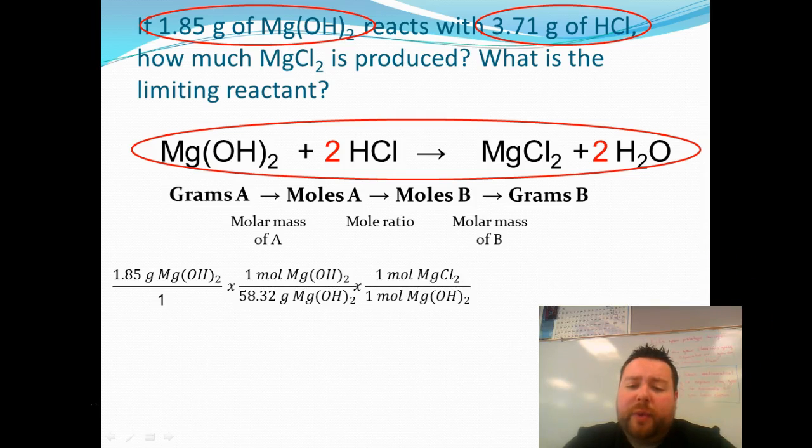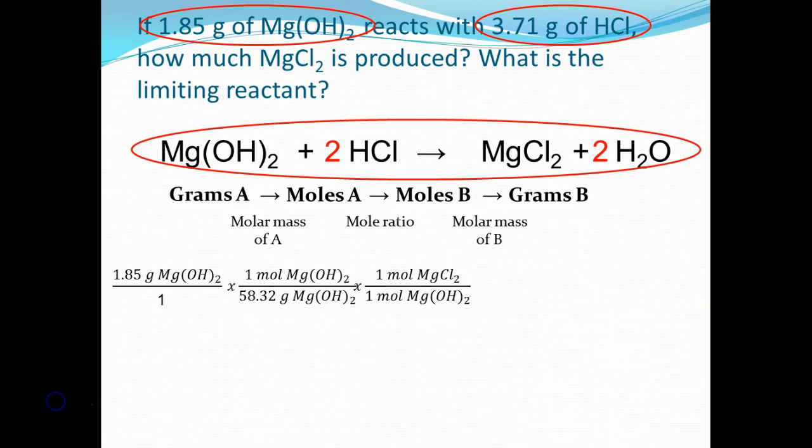Okay, so now that we're in moles, we can now move into grams. And we can go about that the same way that we went from grams of A into moles of A, except it's going to be reversed. As I said earlier, it's going to be just like this, where we use the molar mass, except in this case, instead of the molar mass of magnesium hydroxide, we're going to use the molar mass of magnesium chloride, or the formula weight. And the formula weight of magnesium chloride is 95.21 grams per mole.